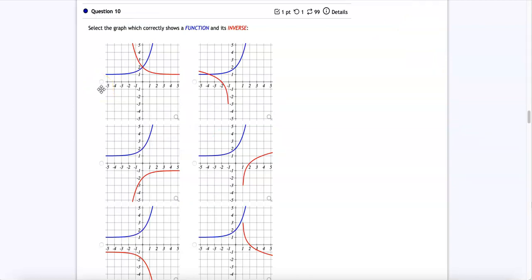And so for number 10, this is how we will actually determine whether a function in blue and its supposed inverse in red are in fact a function and inverse pair. So we're going to select the graph which correctly shows a function and its inverse. How will we know? We're going to look at the y equals x equation. So let me draw those in here.